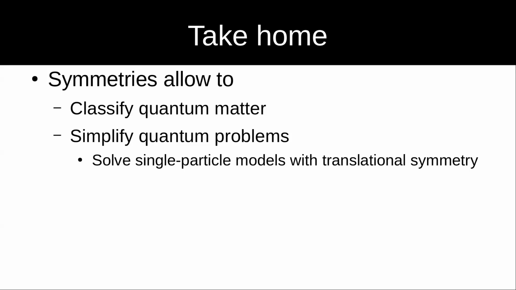So maybe the things to remember from this lecture are, first, that symmetries allow us to classify quantum matter, and we can learn a lot about the properties and the potential emergence of quantum many-body systems just by thinking about which symmetries the system breaks. And the second important point is that symmetries allow us to simplify quantum problems, and in particular, for single-particle systems with translational symmetry, we can solve the whole Hamiltonian just by mapping the symmetry eigenvalues to the Hamiltonian eigenvalues, and this is what we usually call electronic structure theory.